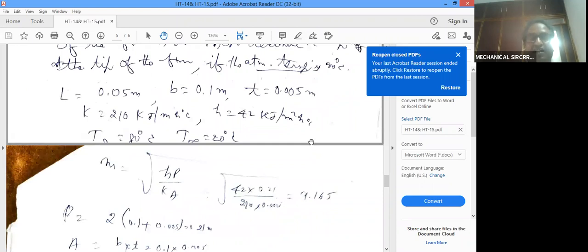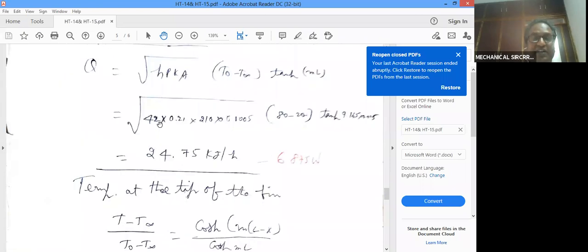Here we have taken 42 in kilojoules per hour, and 210 also in kilojoules per hour. That's why you will be getting the heat transfer rate Q in kilojoules per hour only. It is 24.75 kilojoules per hour. If you convert into watts, that will be around 6.875 watts.